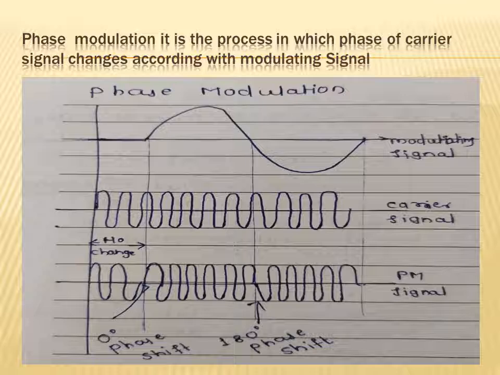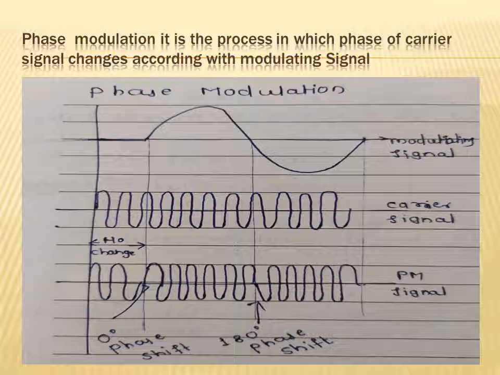So for no information, the carrier signal is transmitted as it is; for the positive half cycle there is a 0 degree phase shift, and for the negative half cycle there is a 180 degree phase shift. A 180 degree phase shift means the signal starts from the opposite side of 0 degree. So this is the phase modulated signal.